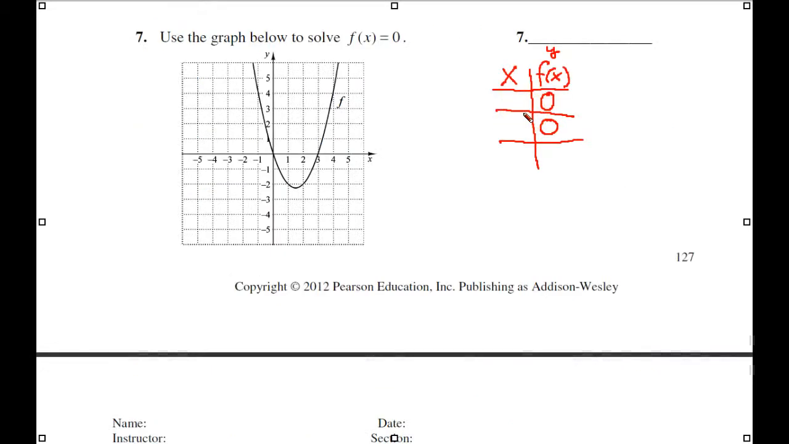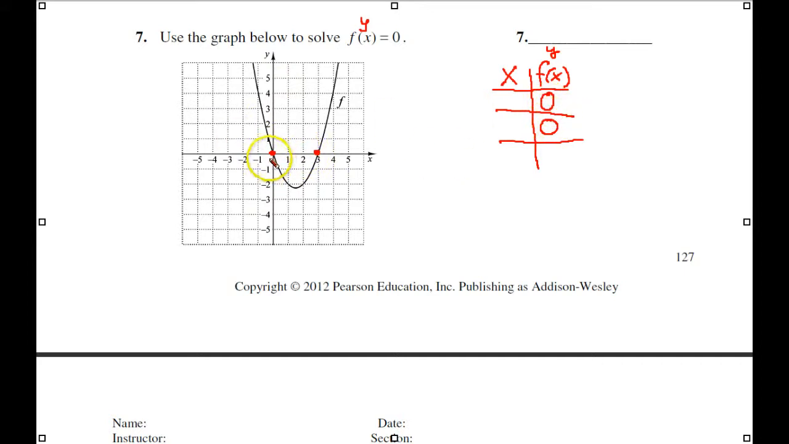Well, they're starting us right off. It says use the graph to solve f of x equals 0. Now remember, we said that we could replace this with a y equals 0. Where does y equal 0? Now y equals 0 there and there. So I have two places where y equals 0, that we have zeros. So there are my two zeros.